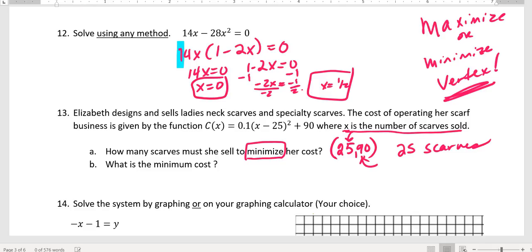And then Y is the cost. So that means $90. So that would be the minimum cost. But I remind you, it doesn't always come in vertex form. Sometimes it comes in standard form.